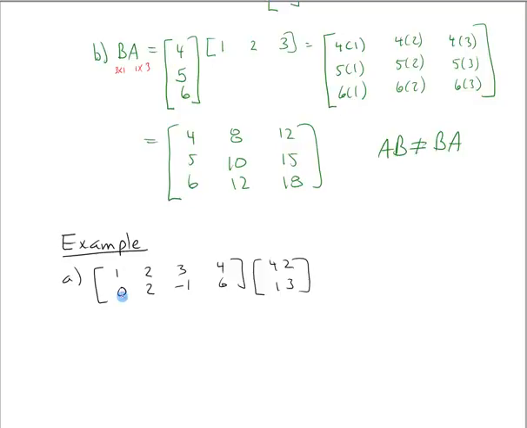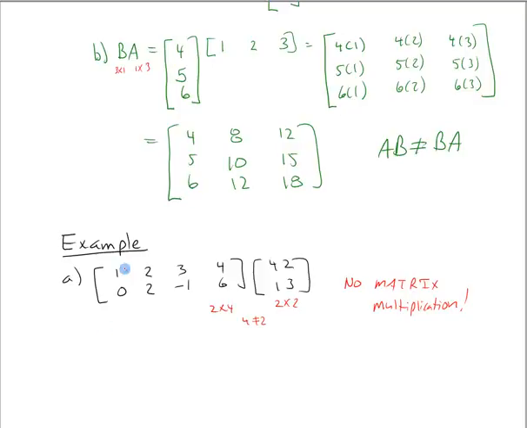This matrix is 2 by 4. This one is 2 by 2. The number of columns in the first matrix does not equal the number of rows in the second matrix, so 4 does not equal 2 here. Therefore, matrix multiplication for this scenario is undefined. So we cannot perform matrix multiplication here.